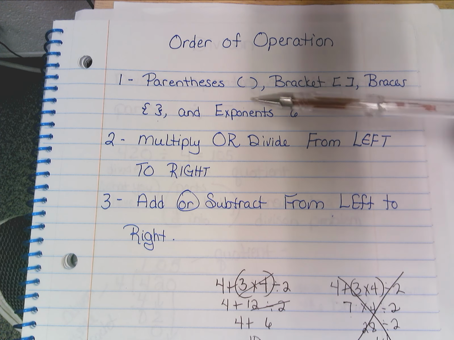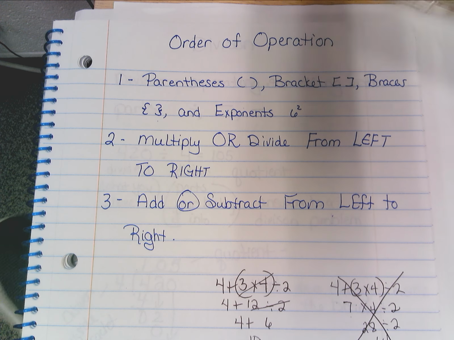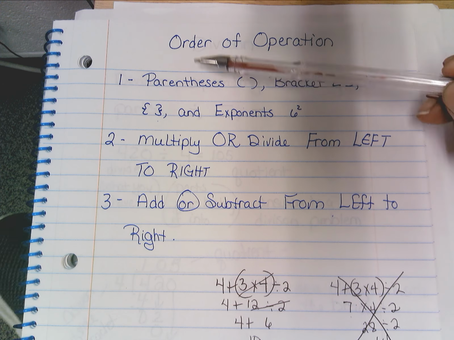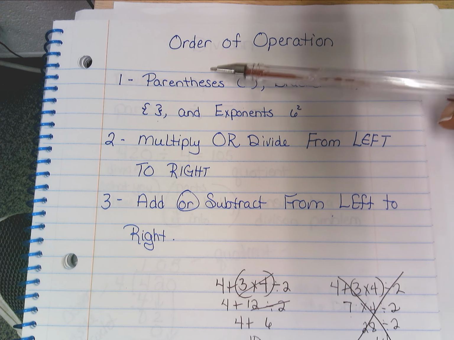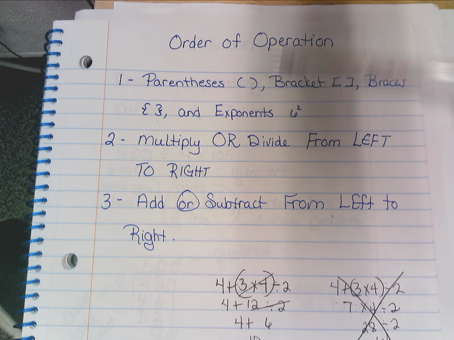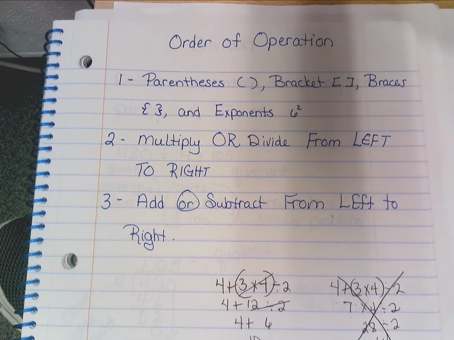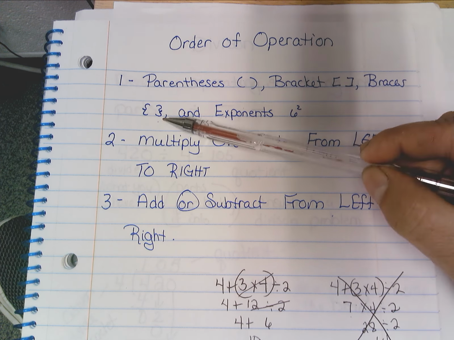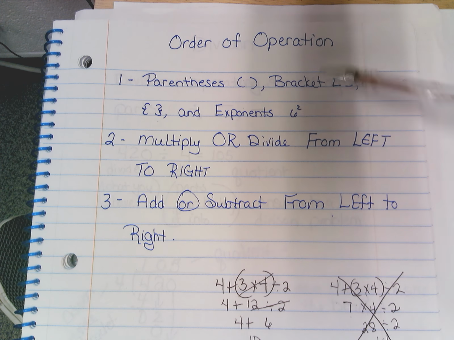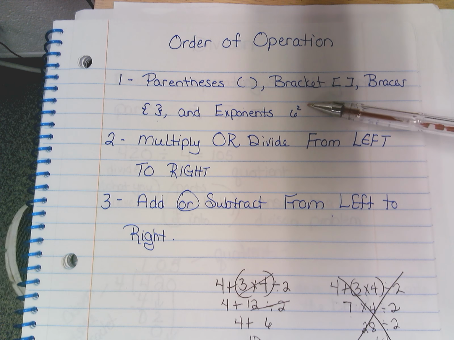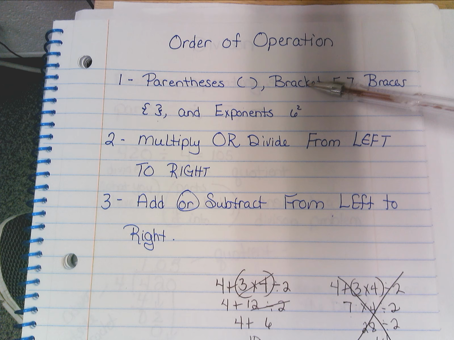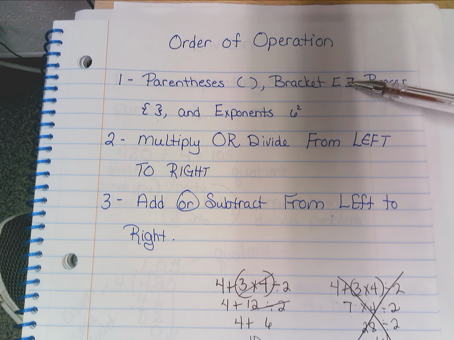You guys worked on the 2 and 3. We're adding number 1. Number 1, this is what you look for first. You always do what's in the parentheses first. Then if there's any brackets, you do that next. If there's any braces, you do that next. And then you do the exponents. We talked a little bit about the exponents. So parentheses, brackets, braces, and exponents is number 1. First thing you look at, that's the first thing you do.